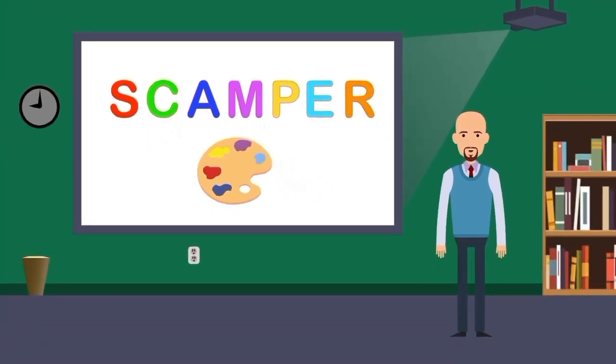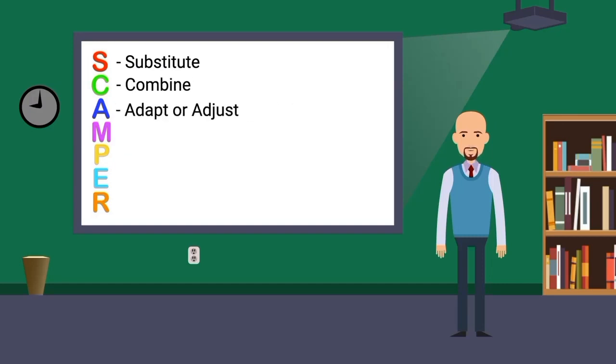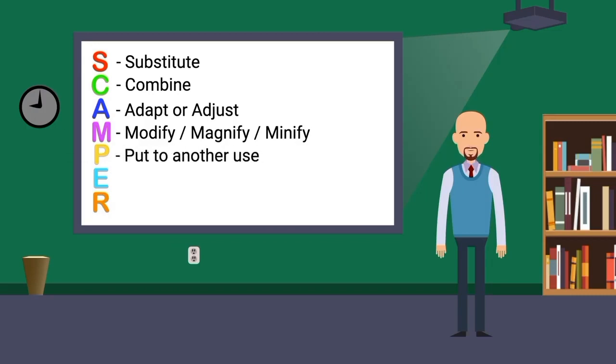It is a simple yet powerful tool for creativity. When using SCAMPER, you simply work your way through the acronym, brainstorming creative new ways of looking at the product or topic based on each component letter of the model. The letters that make up SCAMPER stand for: S equals substitute, C equals combine, A equals adapt or adjust, M equals modify, magnify, or minify, P equals put to another use, E equals eliminate, and R equals reverse or rearrange.